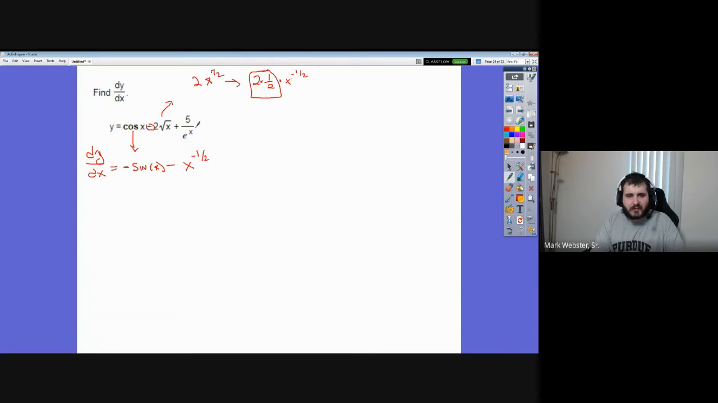And then here, we've got this last part now, right? Well, let's rewrite it. 5 times e to the negative x. Remember, when you've got e to something x, you can bring down the number in front. This is a negative 1 in front. The derivative of that is just negative 5 e to the negative x. So plus minus, so minus negative 5 e to the negative x.